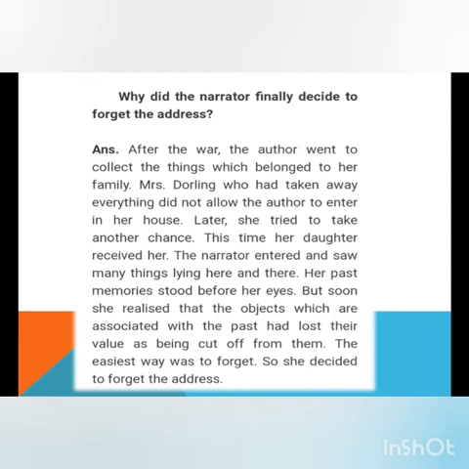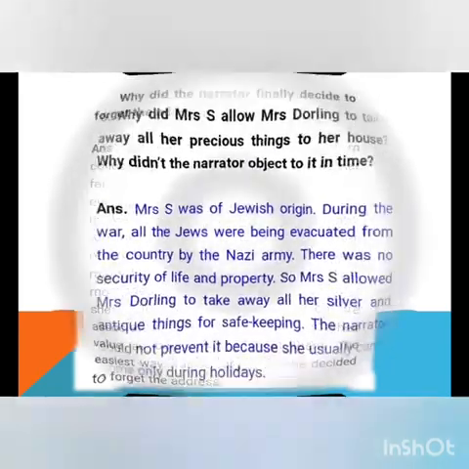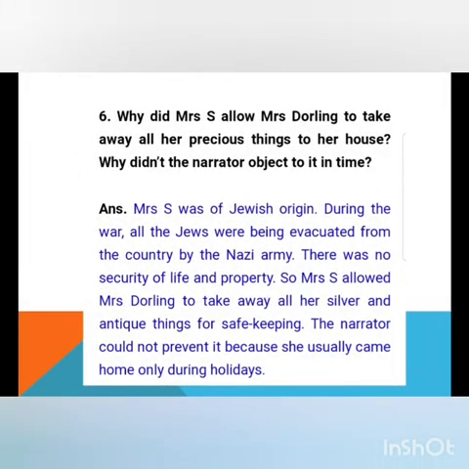Let us move on to the next question. The sixth question. Why did Mrs. S allow Mrs. Darling to take away all her precious things to her house? Why didn't the narrator object to it in time? Let us see the answer. Mrs. S was of Jewish origin. During the war, all the Jews were being evacuated from the country by the Nazi army. So there was no security of life and property.